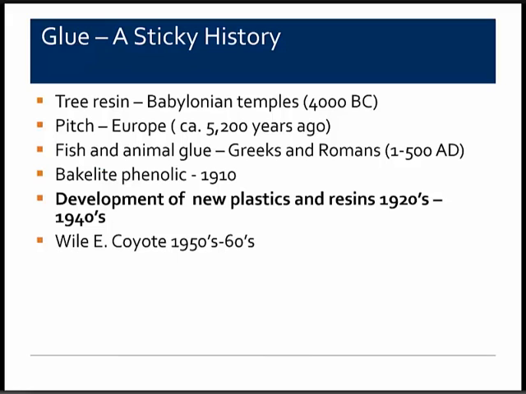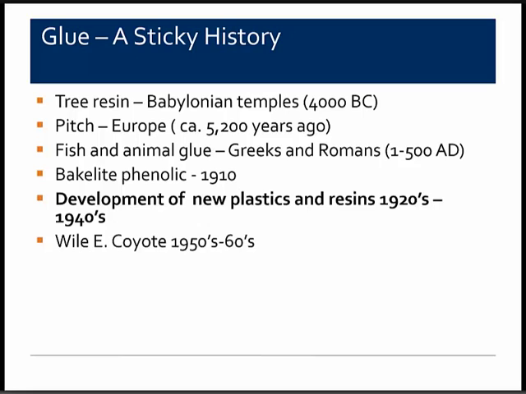First, the history of glue. The Babylonians, about 4000 BC, used tree resins as glue. There's some history that indicates that the Italians used tree resins about the same period. Natural pitch was first seen to be used in Europe about 5,000 years ago. Greeks and Romans, about the time of Christ, were using fish and animal products to create natural glues. And a key development in adhesives occurred in 1910 with the introduction of a thermoset plastic known as Bakelite.